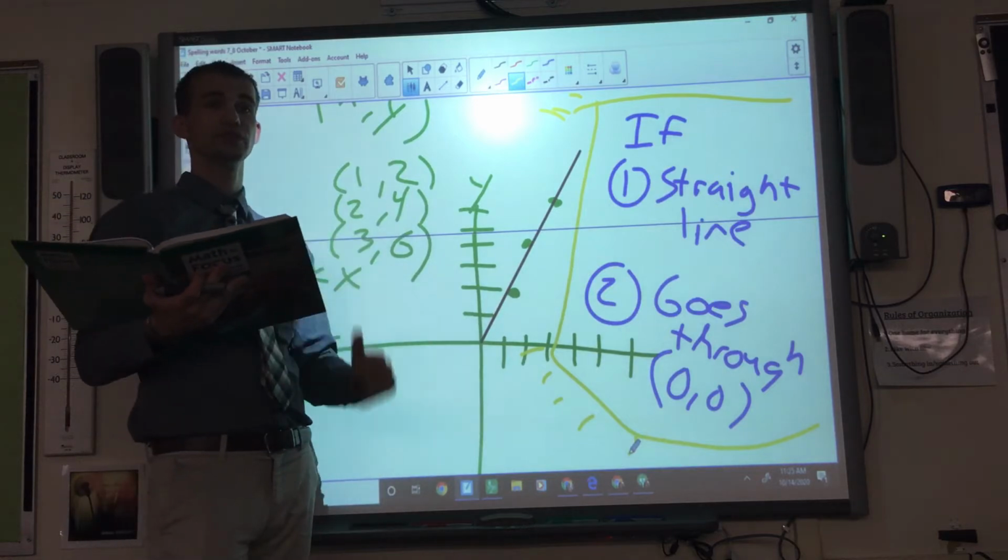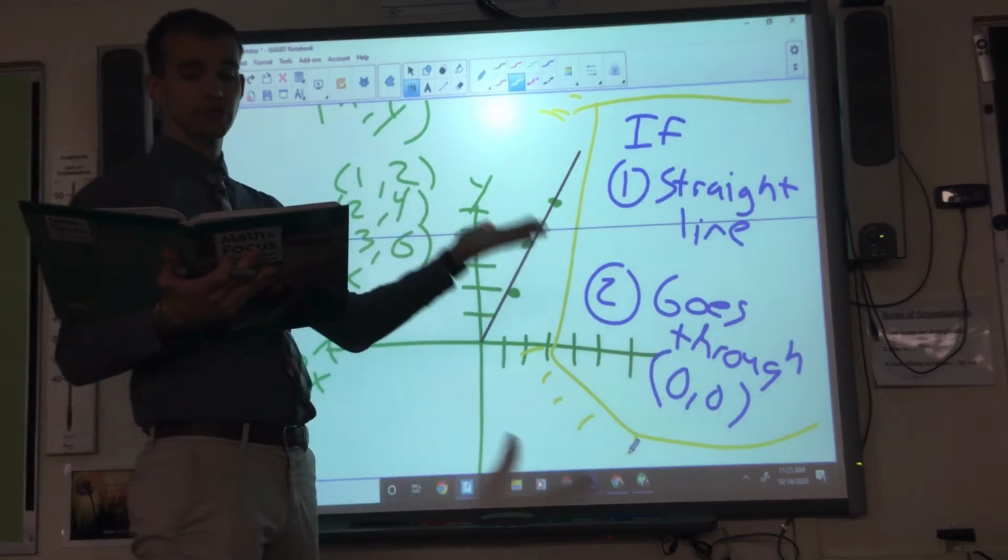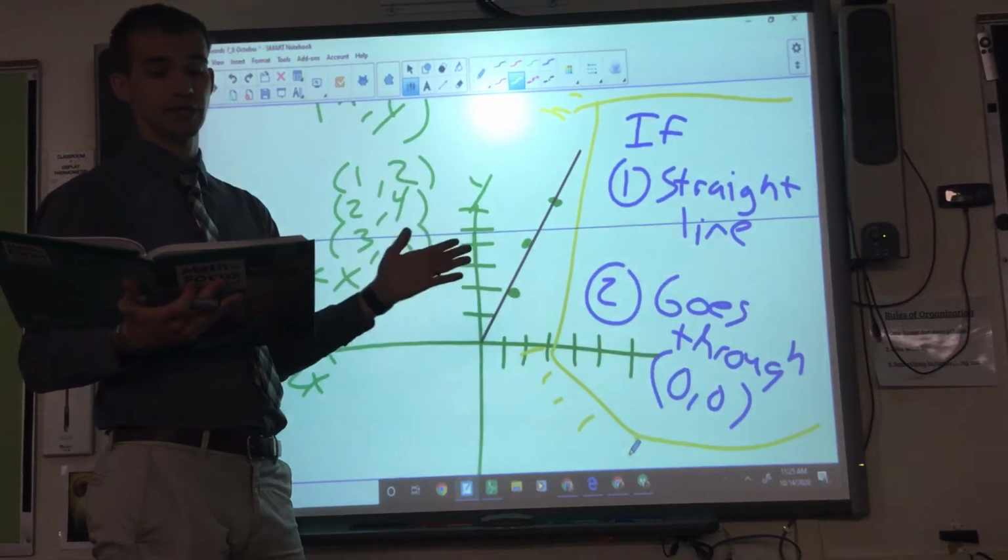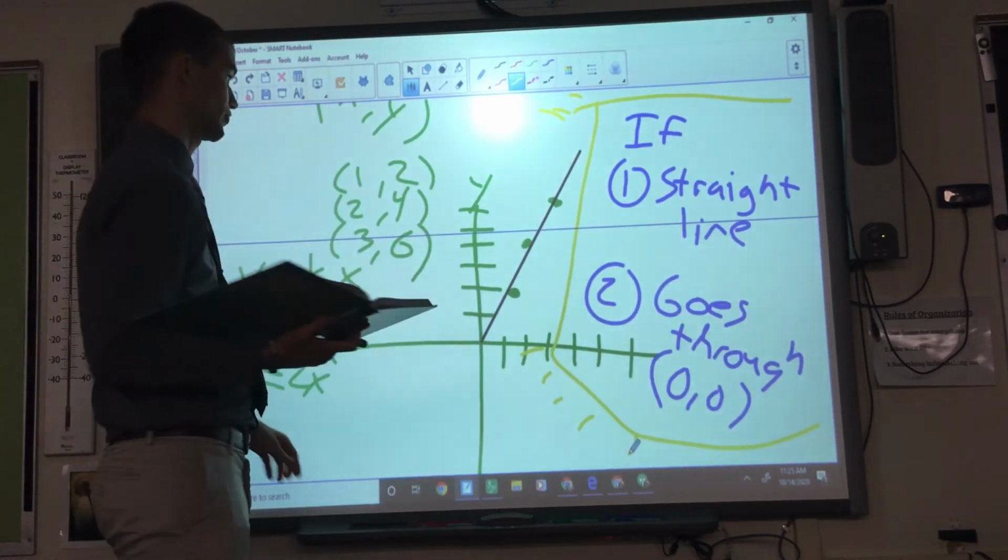Okay, so flip to page 260 then. Tell whether each graph represents a direct proportion. If so, find the constant of proportionality and then write a direct proportion.